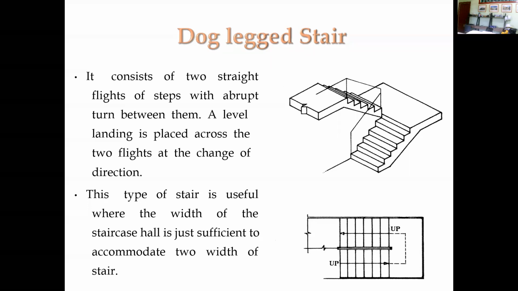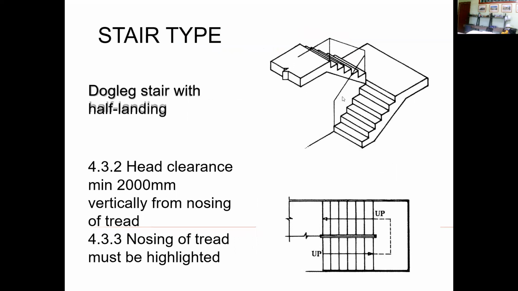This type of stair is useful where the width of the staircase hall is just sufficient to accommodate 2 widths of stair. So this is the dog leg stair with dimensions. The head clearance is a minimum of 2000 millimeters, or 2 meters.